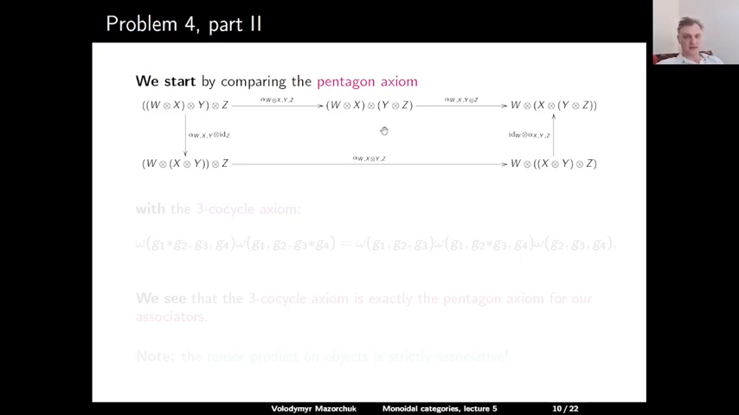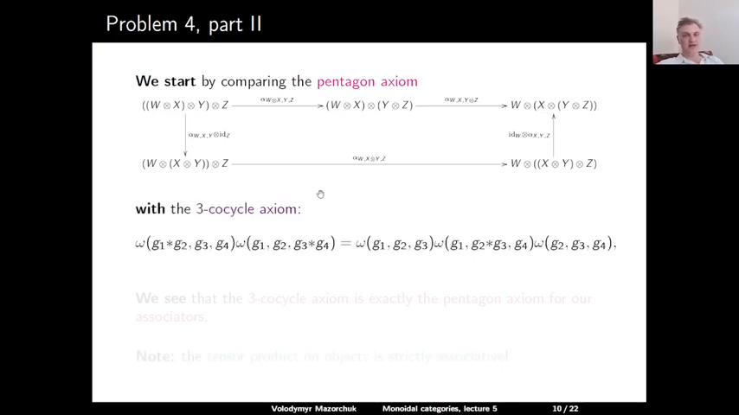So let's look at this diagram and let's look at the equation which defines the 3-cocycles. Here is the equation from the previous slide: omega applied to g1, g2, g3, g4 times and so on is equal to the triple product. Let's compare the Pentagon axiom with this equation.